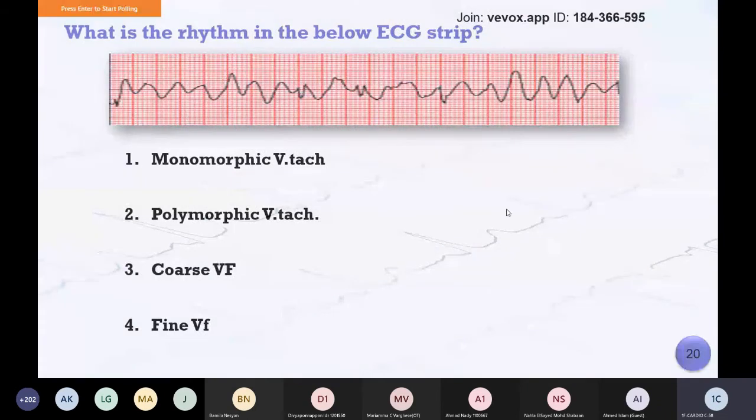So what about this one? Is it monomorphic ventricular tachycardia? Is this a polymorphic VTAC? Is this a coarse VF or fine VF? Just give me the answer. Take the shot.